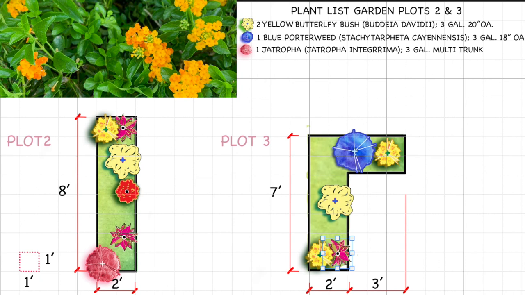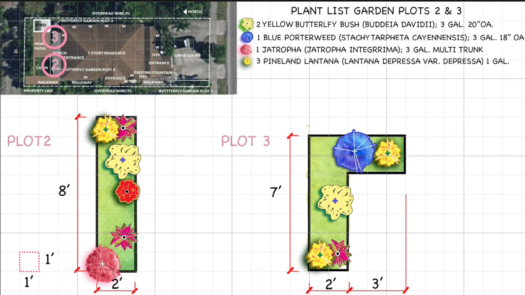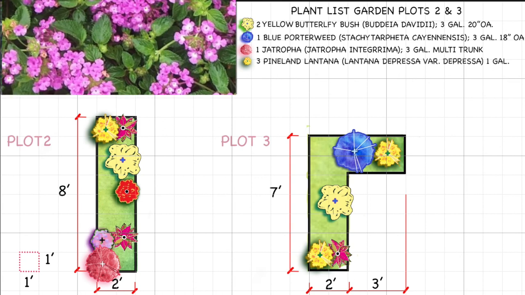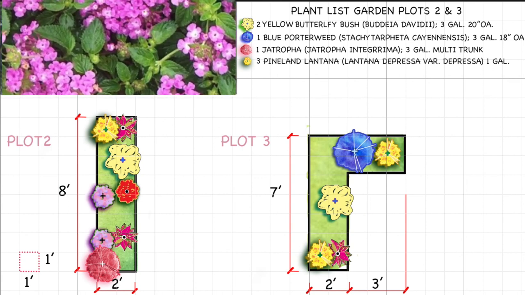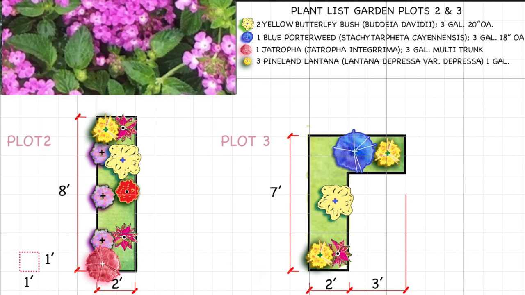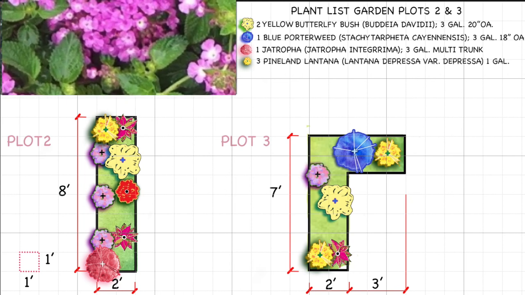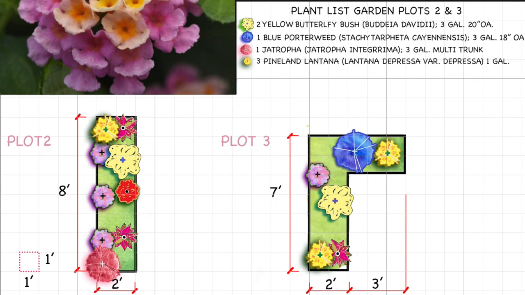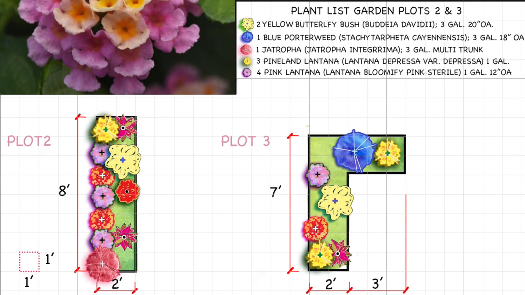We're going to add 1 to plot 2 and 2 to plot 3. The next plant I'm specifying is the pink bloomify lantana. It's a wonderful pink, almost lavender colored lantana. It is not a native, but it's super drought tolerant, flowers all the time. But what's also really cool about it is that it's sterile and it doesn't get away and become a weed or a nuisance plant, because some lantanas can invade other sensitive lands. So that's why I really like that plant.